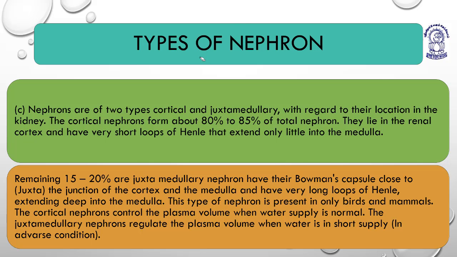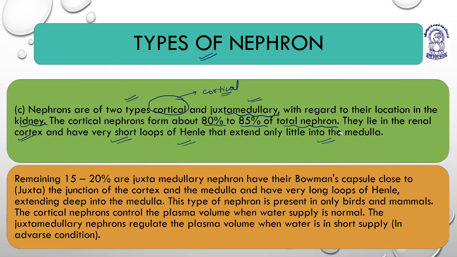Now, types of nephrons. Nephrons are of two types. One is the cortical nephrons, which are basically in the cortical region, and the other one is the juxtamedullary nephrons, with regard to their location in the kidney. The cortical nephrons form about 80% to 85% of the total nephrons. They lie in the renal cortex and have very short loops of Henle that extend only a little into the medulla.